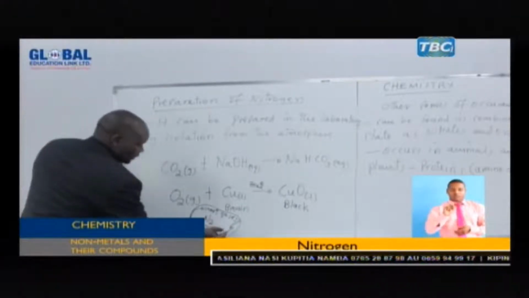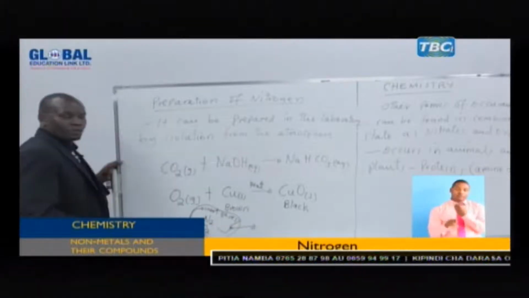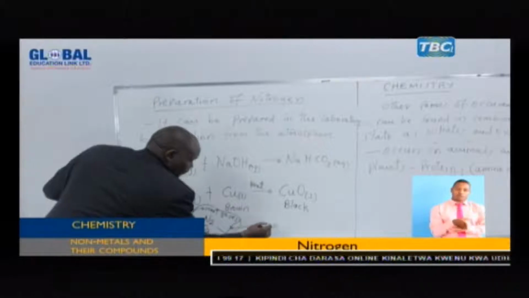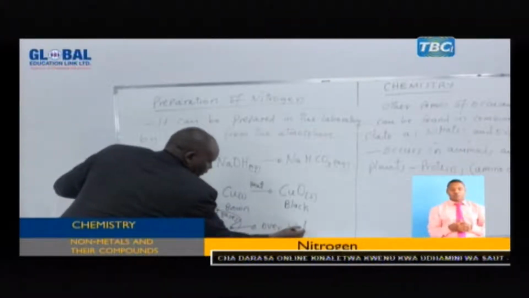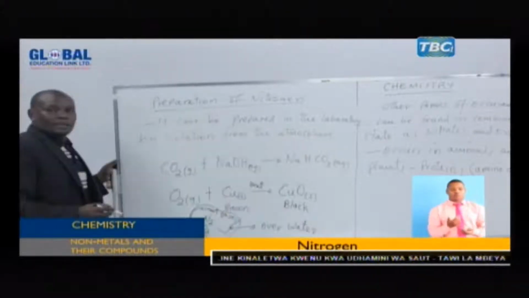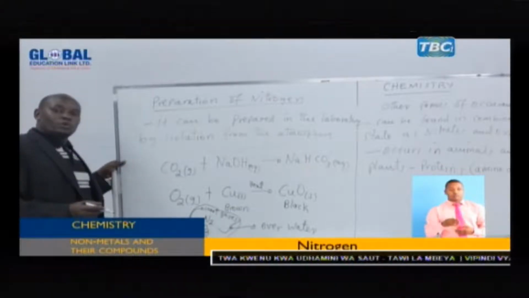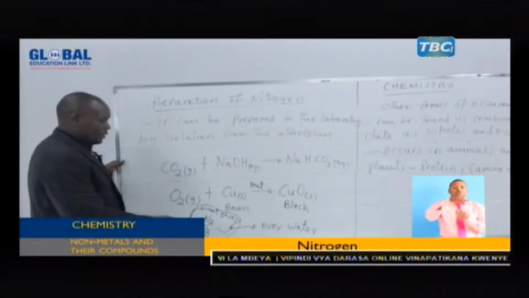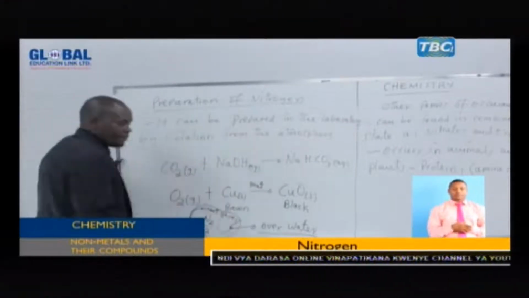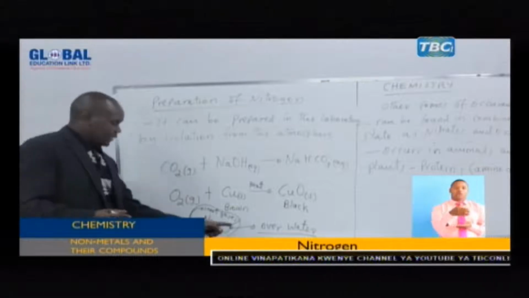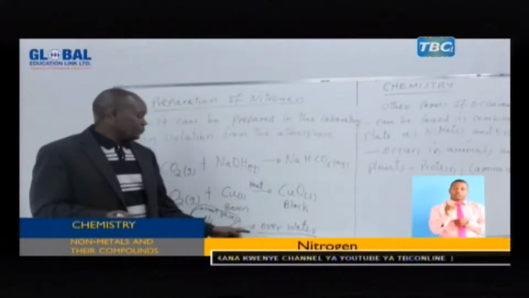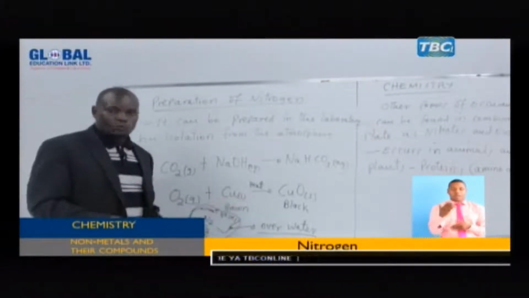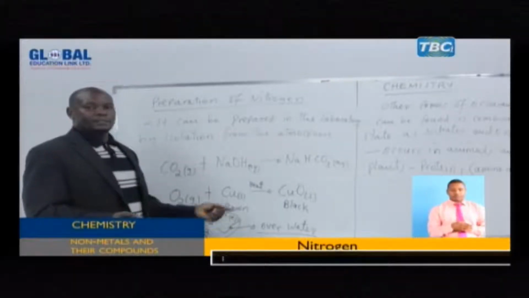So this nitrogen gas now is collected over water, because it is almost insoluble in water. So it is collected over water, and the nitrogen that is collected over water is not pure due to the presence of some inert gases, whereby other processes of purifying it are then carried out.